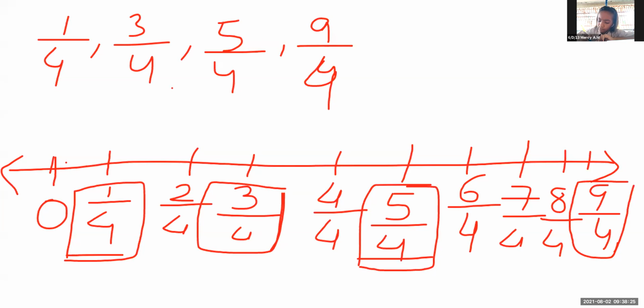So we have found out 1 upon 4 here. We have found out 3 upon 4. We have found out 5 upon 4 and then 9 upon 4. So that means here you have completed the sums. Here only you have completed the sums.